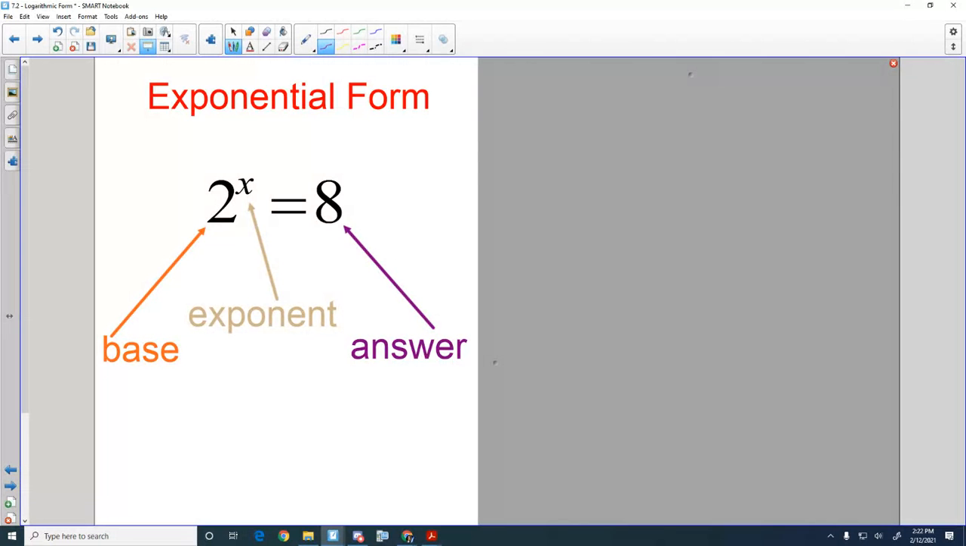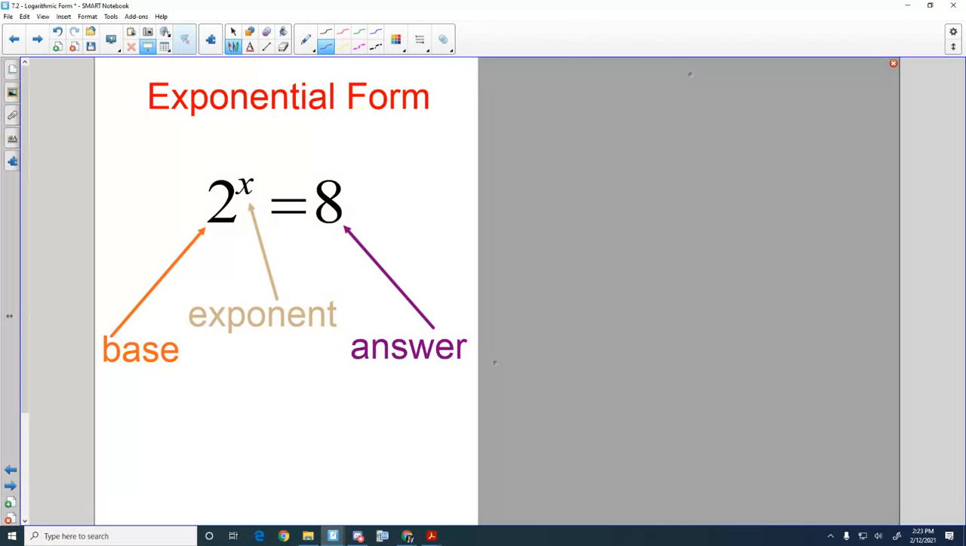On the left, that's something that we've typically seen quite a bit. That's an exponential equation. The form that it's written in, we call it exponential form. How do I know it's called exponential form? Well, because there's an exponent, right? That's how you associate that. If you see an exponent in the equation, we'd call that exponential form. Now, exponential form has three main parts.